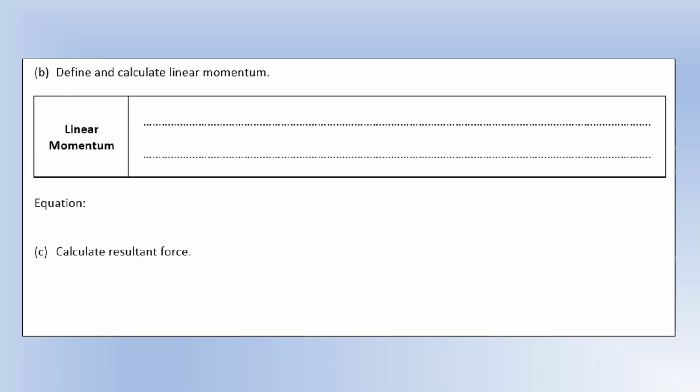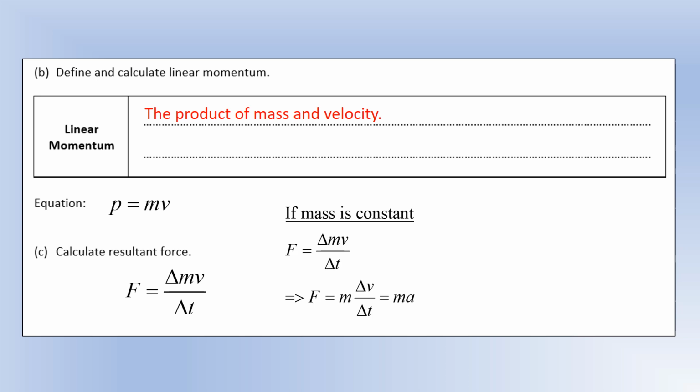So define and calculate linear momentum. Momentum is the product of mass and velocity. We calculate it using p equals mv. And to calculate resultant force, using Newton's second law, we know the force is equal to the rate of change of momentum. But there is a simplification of that. If mass is constant, it becomes F equals ma. Or if velocity is constant, it comes slightly different as well. So it has a few different forms depending on your conditions, but the one that always works is that force is rate of change of momentum.